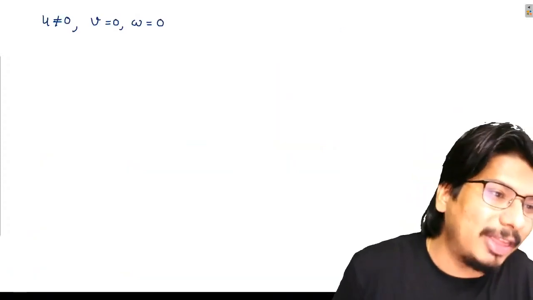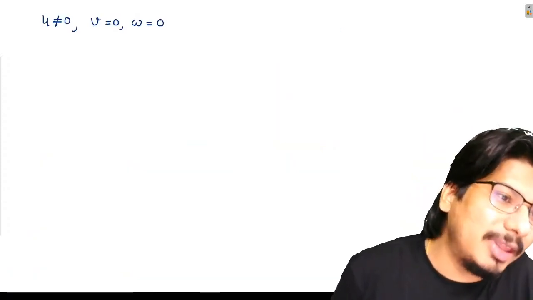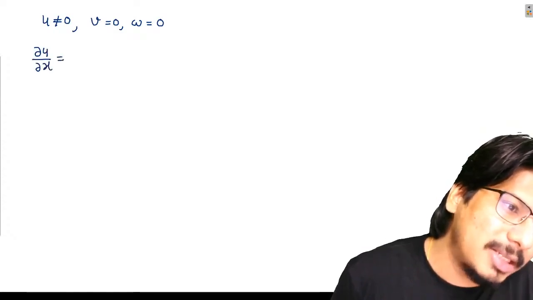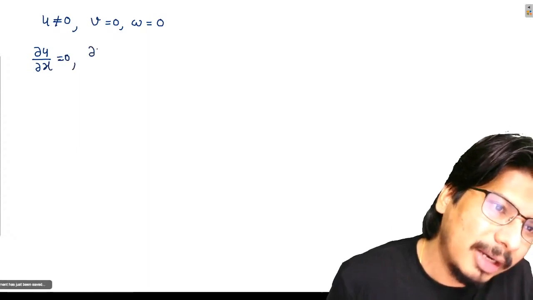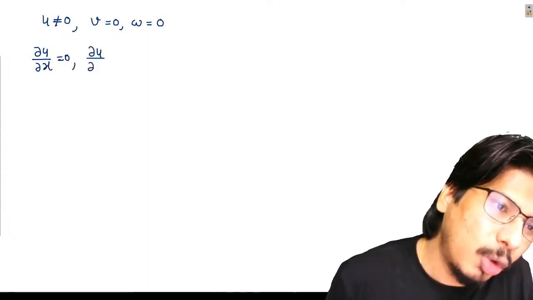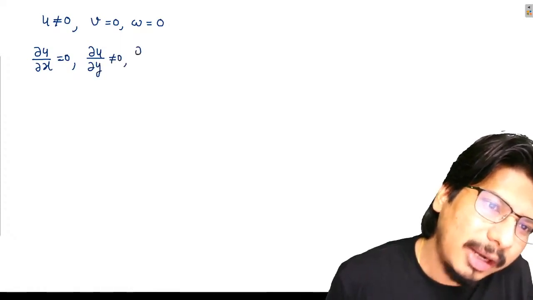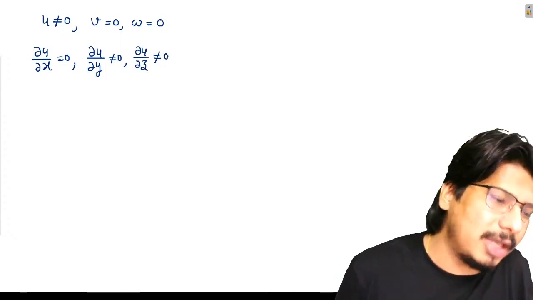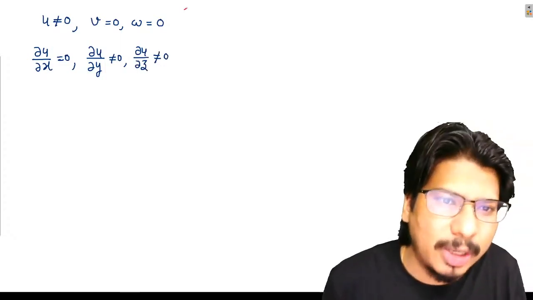So can I write one thing, beta? If you are clear with this, can you confirm this? Can I say ∂u/∂x is 0, but 100% ∂u/∂y is non-zero, and ∂u/∂z is also non-zero? Are you clear with whatever I have written?